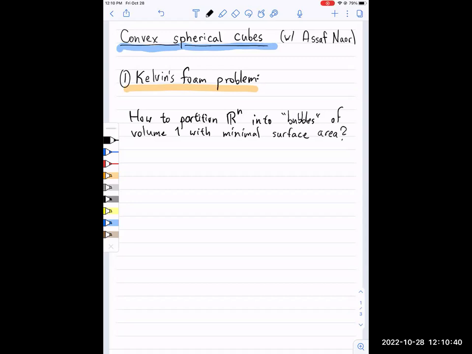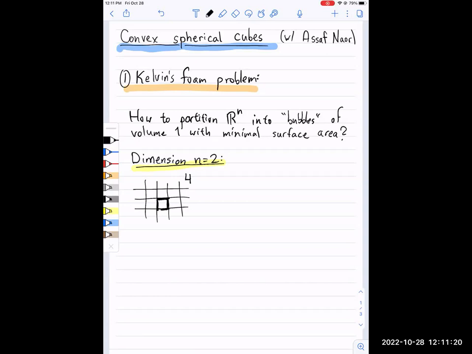I just want to motivate the problem. So dimension 2. One easy way to do it is just partition the plane into squares, right? Using a square lattice like this. Each one has volume 1, but then the surface area, in this case the perimeter, is 4. This gives me a perimeter of 4 for the square, right? It's a 1 by 1 square.